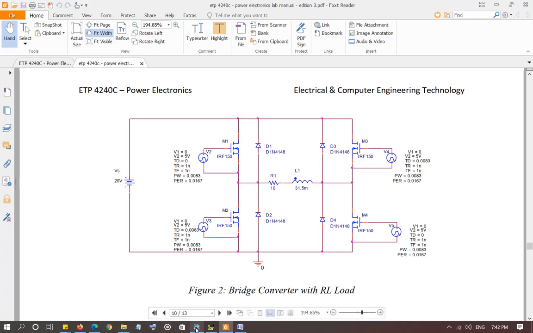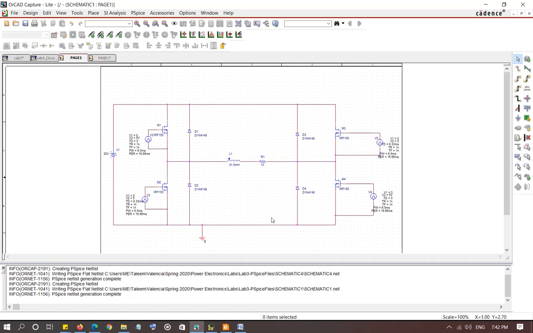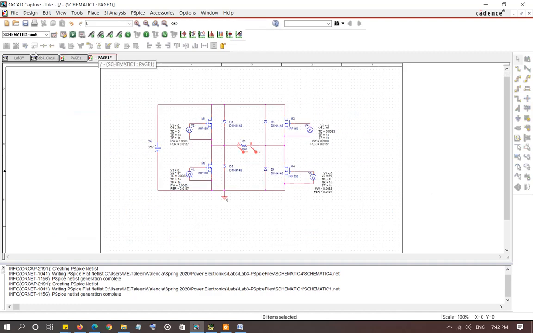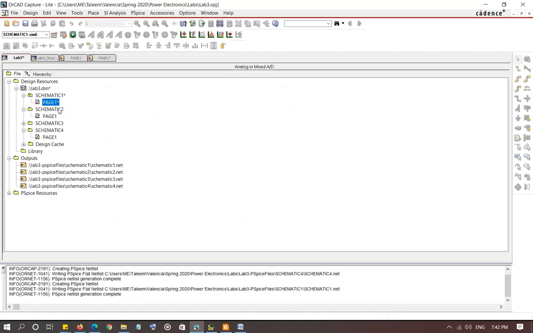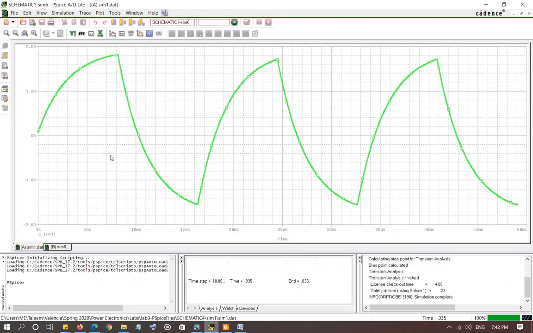So let me show you the simulation of that. This is not the circuit. I think I closed the circuit. Let me see. Right here. So this is 10 ohm and 30.5 ohms, and I ran the circuit earlier, so this is the simulation of the current right here.